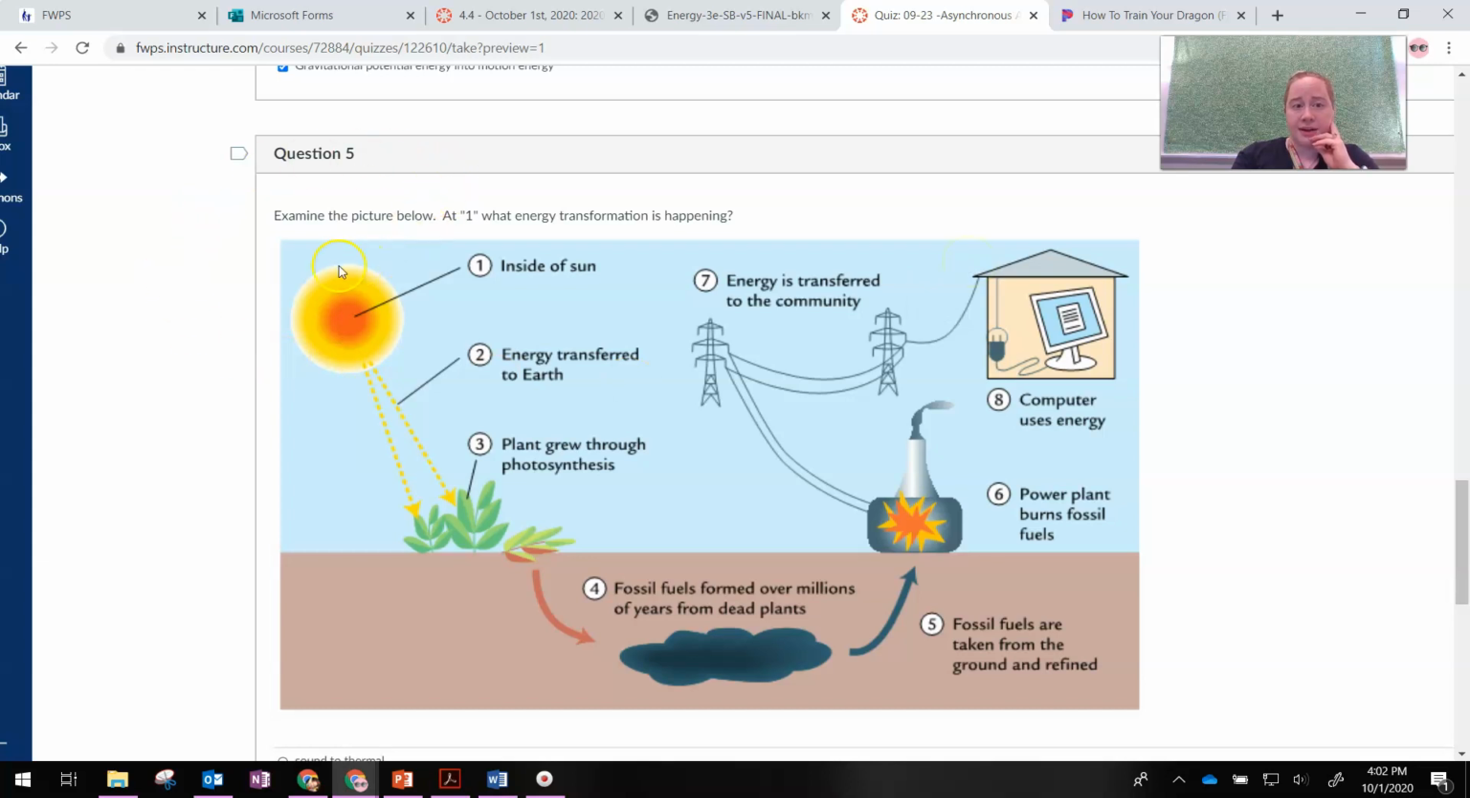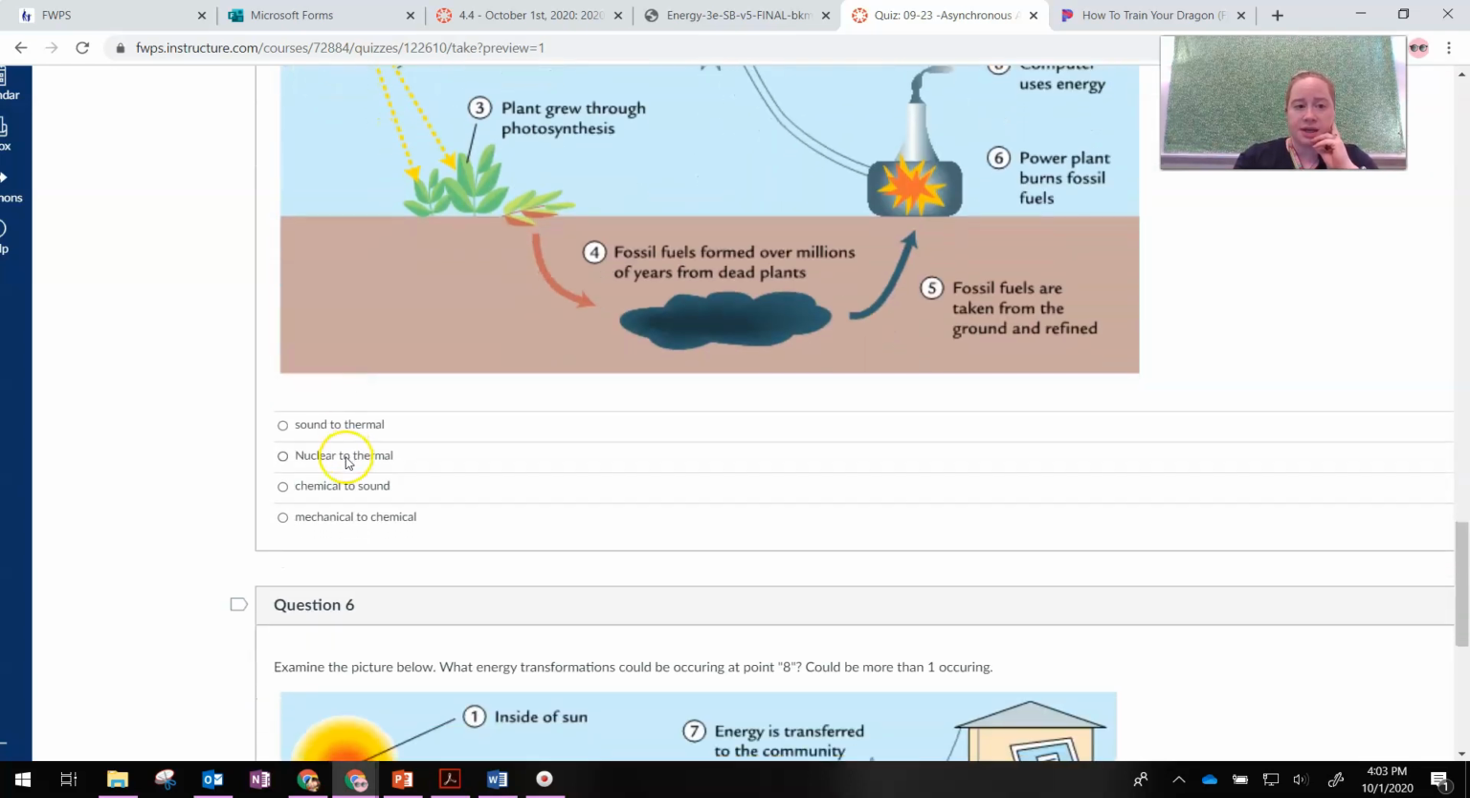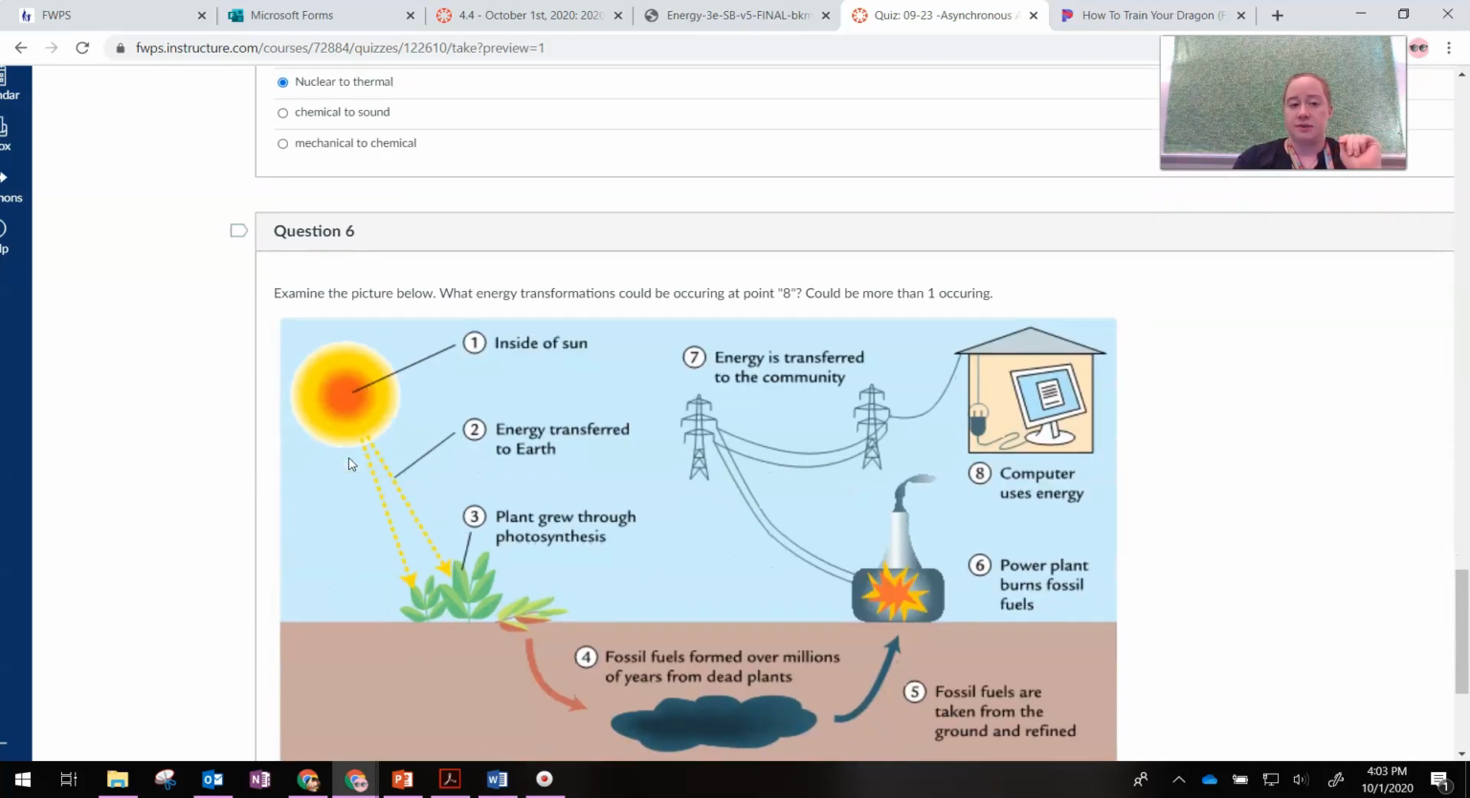Question number 5, at point 1, which is pointing directly into the heart of the sun in this picture, what energy transformation is happening? And that is nuclear to thermal. The sun is a big, gigantic nuclear reaction happening, and that is the best answer choice of these 4. That does not mean that there's not other things being transformed. Just of these 4, that's the best choice.